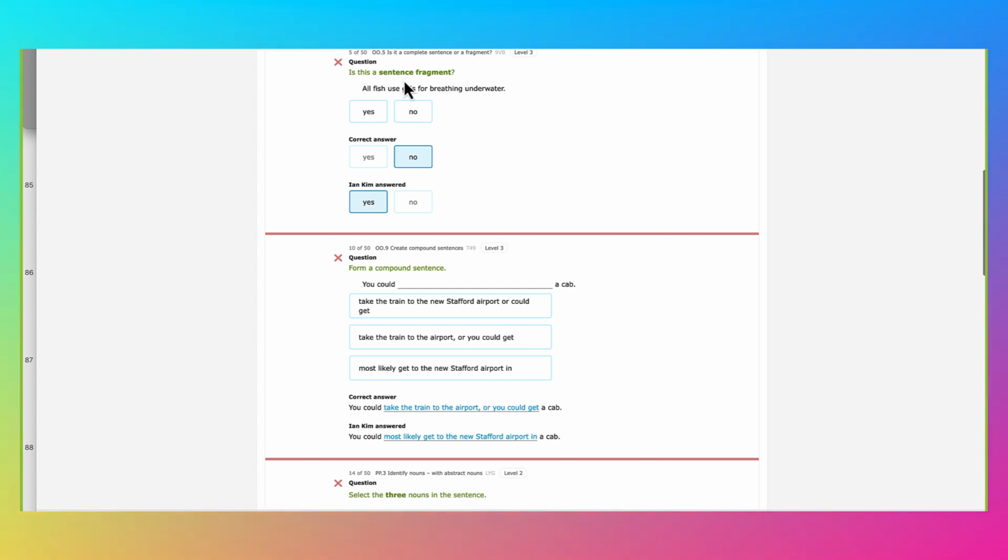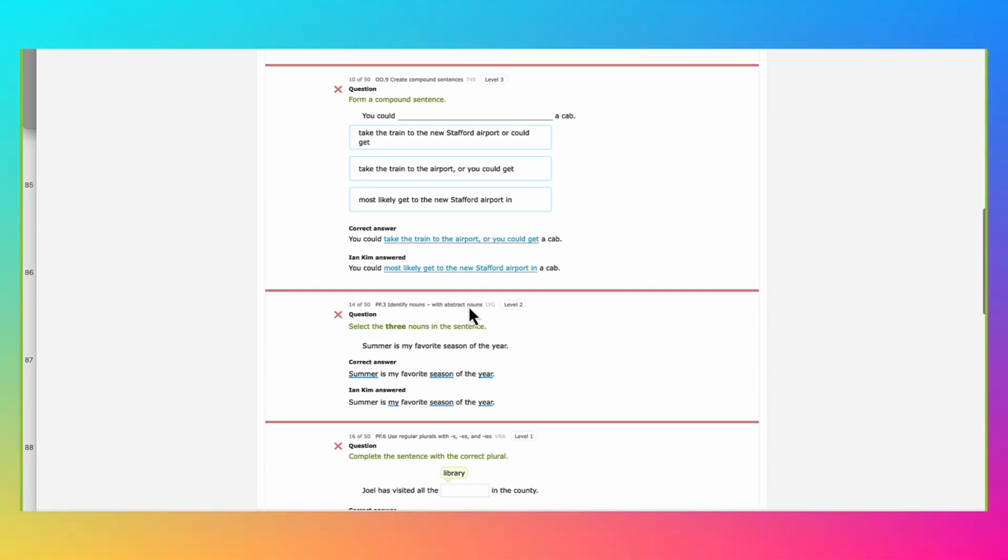Now the next one, the question is asking if the sentence is a fragment. The word fragment means it's broken, like a part, or a shard, or a part of a whole. So in other words, it's not complete. All fish use gills for breathing underwater. Is it a fragment? The answer is no, and the reason is we have a subject, fish. We have a verb, use. So when you have this subject and verb combo, then you avoid the sentence fragment.